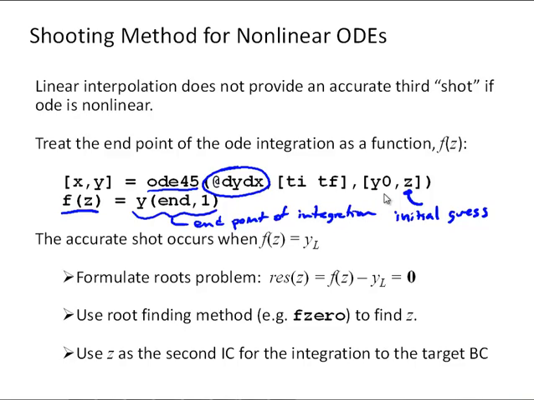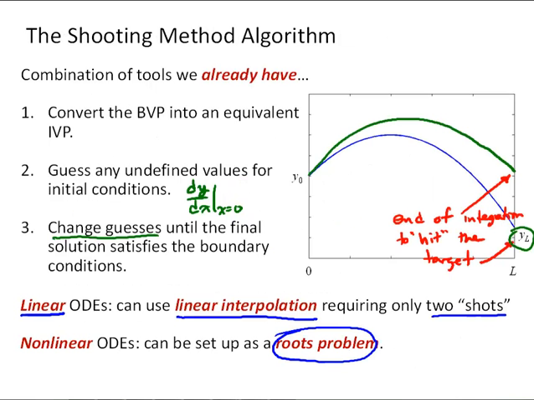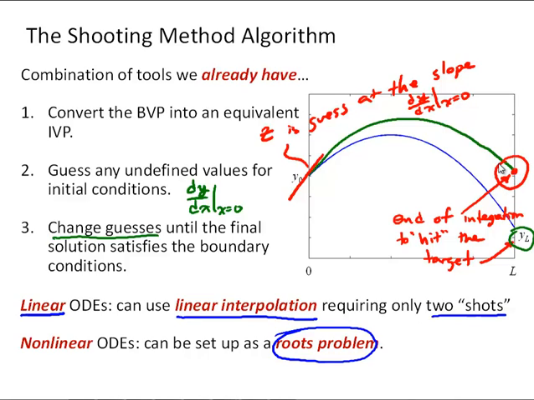So the idea of this function, coming back to our shooting method algorithm, is z is our guess at the slope, if the slope is our unknown initial condition. It's the guess at the slope dy dx at x equals 0. If we do that guess, then we put that into our function, and the result of the function would be our end value. So that would be our f of z.